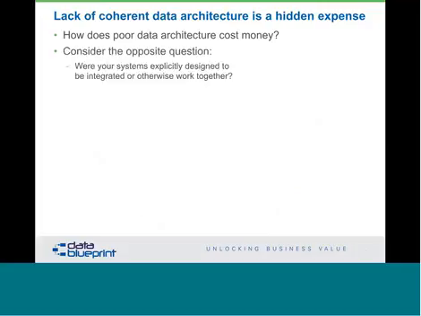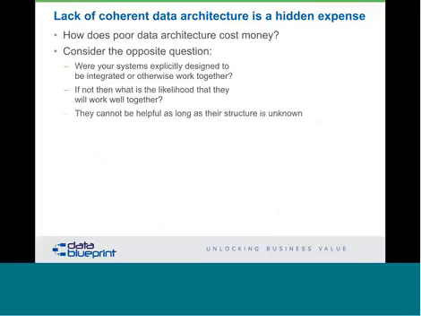And again, I hit this question earlier. If you don't explicitly design your systems to work together at the most granular level, which is the data level, then it's unlikely that they will just happen to work together. And of course, they cannot. The architectures cannot be helpful as long as their structure is unknown.